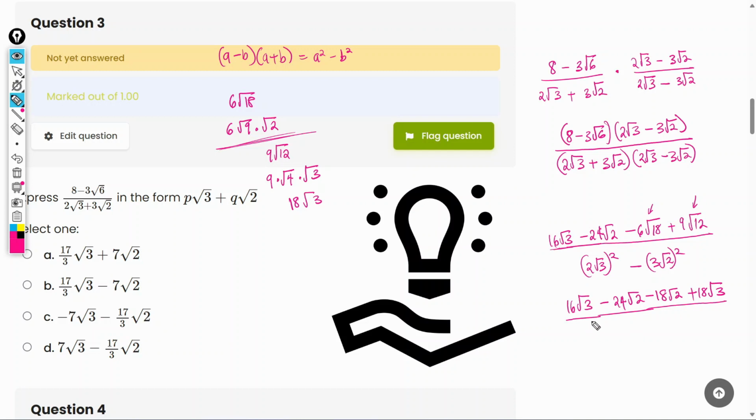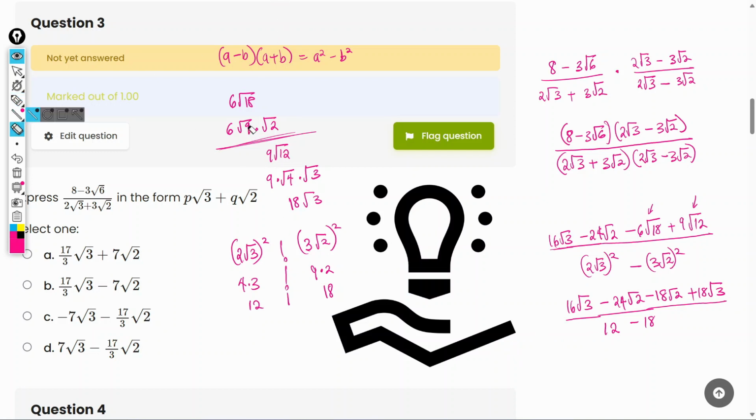All right, now for the bottom, let's do 2 root 3 squared. If I square that, that will be 4 times 3, which is 12. And if I do 3 root 2 squared, that would be 9, because 3 squared is 9, times 2, because root 2 squared is 2. So that's 18. So I have 12 minus 18. Okay, so we are almost at the end.